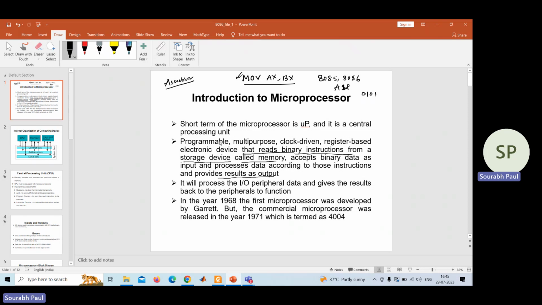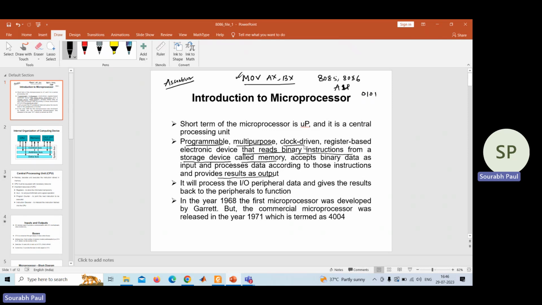Okay, so try to understand each of the terms. First, what I told, this is programmable, meaning the user can write a program and execute it in the processor, and the processor can be used for multiple purposes. Because I told you, if you have a processor, for example, whatever personal computer you are using, you use it for multiple purposes, not for a specific purpose.